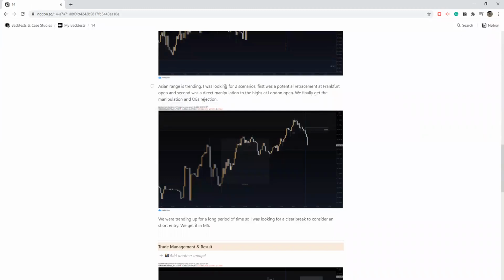Yes, Asian range is trading. I was looking for two scenarios. First, a potential retracement at Frankfurt. And yes, okay.